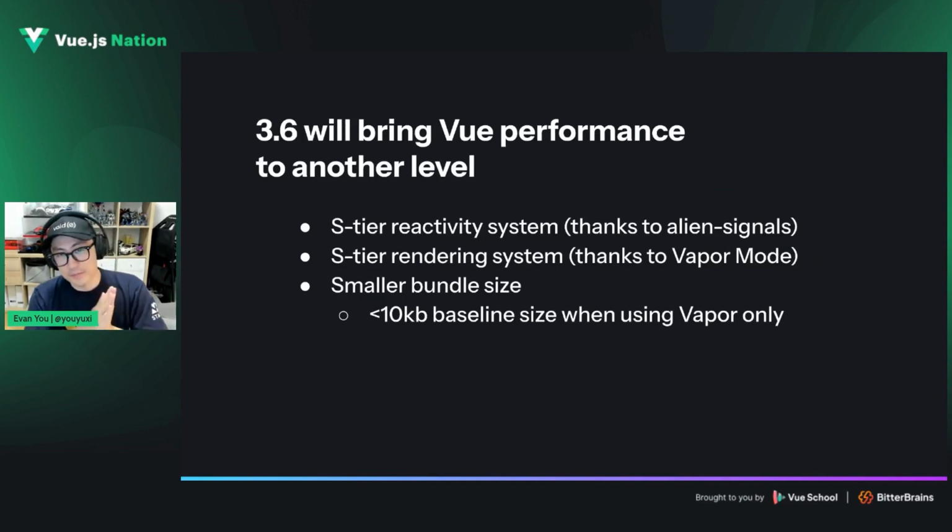So to sum up, 3.6 will bring Vue's performance to another level because, thanks to adding signals, Vue 3.6 will have an S-tier reactivity system. Thanks to Vapor Mode, it will have an S-tier rendering system. And reactivity and rendering combined together is essentially the whole framework.